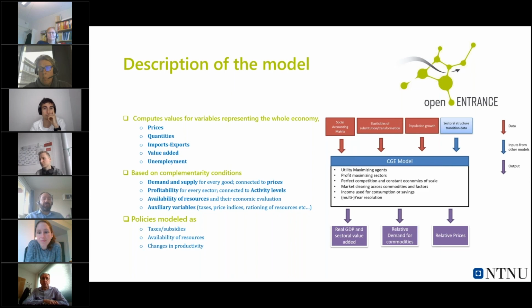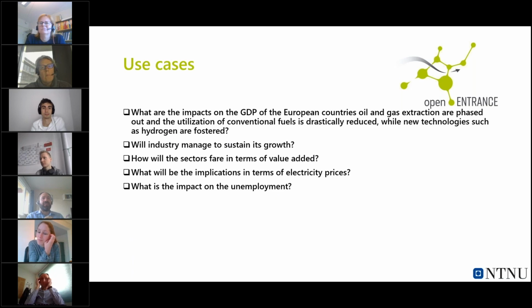And also it ensures that every sector that doesn't have a positive profitability, so that is at a loss, will not operate. And it's based on the availability of resources, and their economic evaluation, which means that we will have a given amount of labor force, a given amount of capital, but also a given amount of different resources, like, for example, oil, gas, minerals. CO2 budget is another resource that can be reduced, and therefore we will have a higher price for the CO2 emissions. And normally policies are modeled by taxes or subsidies, and by changing the availability of resources, or by changes in productivity.